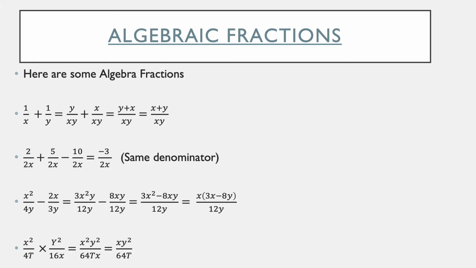And then second one, guys. 2/2x plus 5/2x minus 10/2x. It's all the same denominator. 2 plus 5 is 7, minus 10 is minus 3. So minus 3 over 2x.